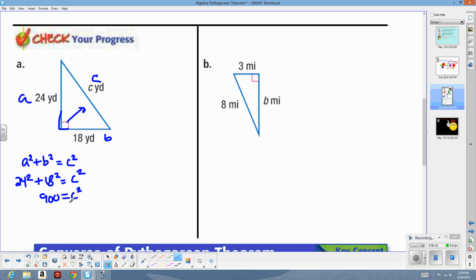Now to undo the squaring, you will take the square root of both sides. The square root of 900 is what number times itself gives you 900, which this one I don't even need a calculator for. That one is 30, because 30 times 30 is 900. So c is going to equal 30 yards.